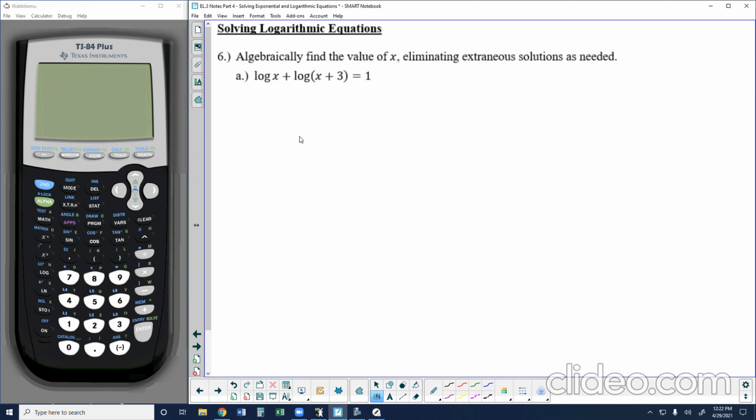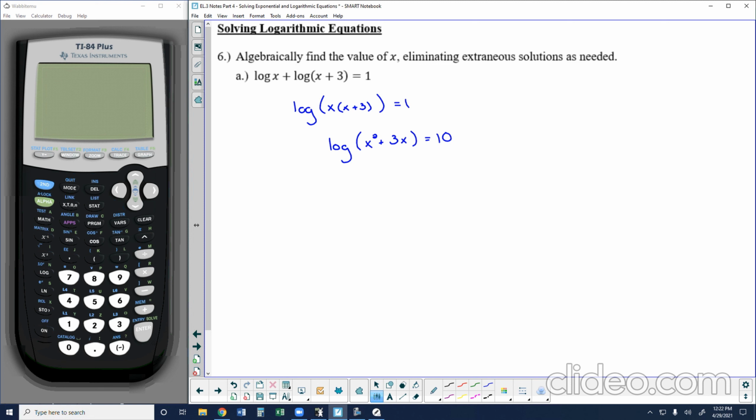They're both common logs. So what I can do is rewrite this function as log base 10, or the common log, of x times x plus 3. And that's still going to be equal to 1. Now, if I simplify that, that's going to give me the common log, or log base 10, of x squared plus 3x. And that equals 1.